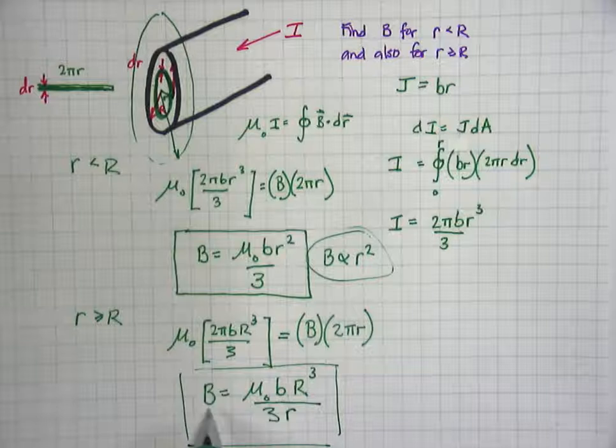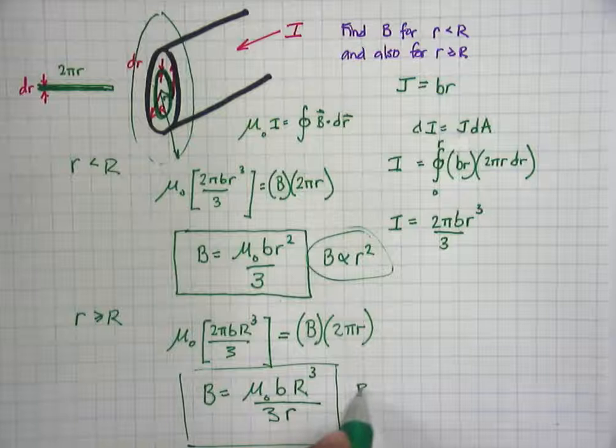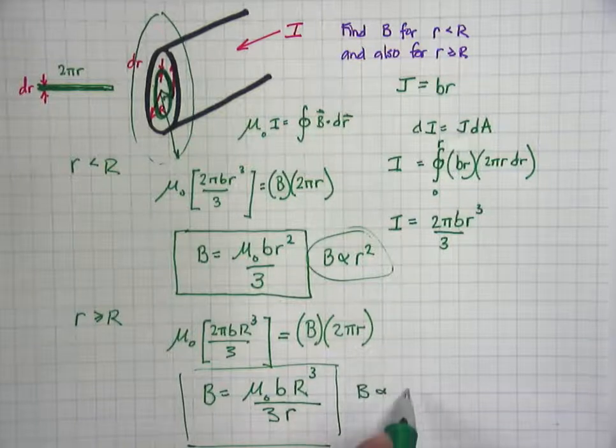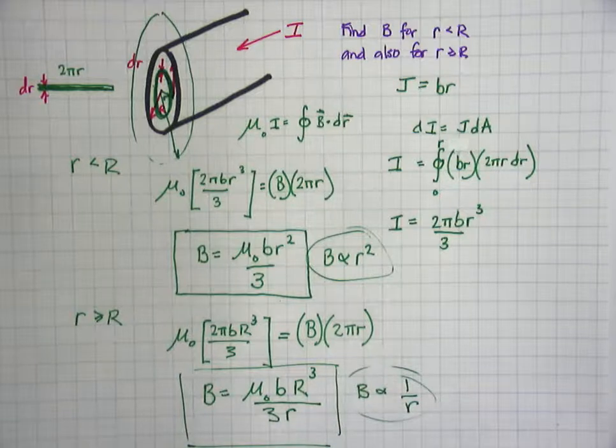And so this describes the magnetic field strength anytime little r is bigger than capital R. And let's just note this important relationship here. Constant, constant, constant, constant, and so we can state that the magnetic field is proportional to 1 over r.